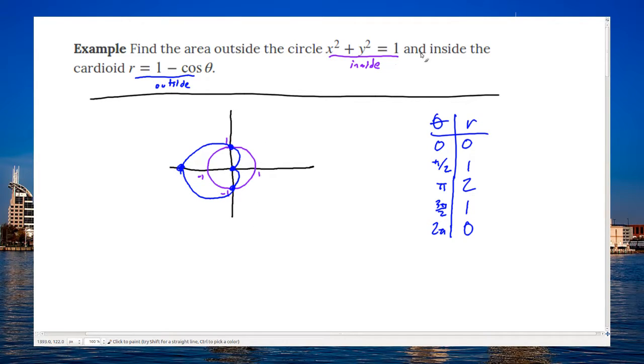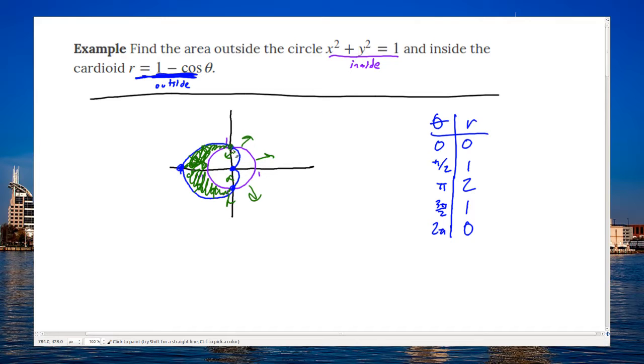So again, we want to be inside the cardioid, so this is going to be our outside curve, but we need to be outside the circle. So we have to be outside the circle, but inside the cardioid. So it looks like this is the area that I'm looking for here. That's the area that's both inside the blue curve, but outside the purple curve.